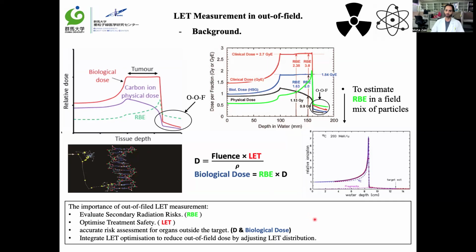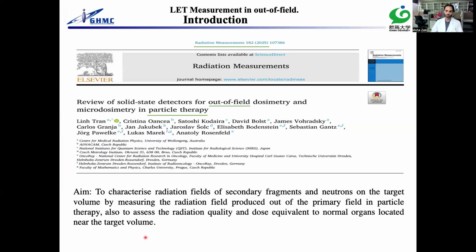Why is this very important? It is important because it allows us to evaluate the secondary radiation risk by modeling RBE and optimize treatment safety by predicting LET. Also, it makes sure that less risk for organs outside the target can be achieved. In addition, we can integrate LET optimization to reduce out-of-field dose by adjusting the LET distribution.